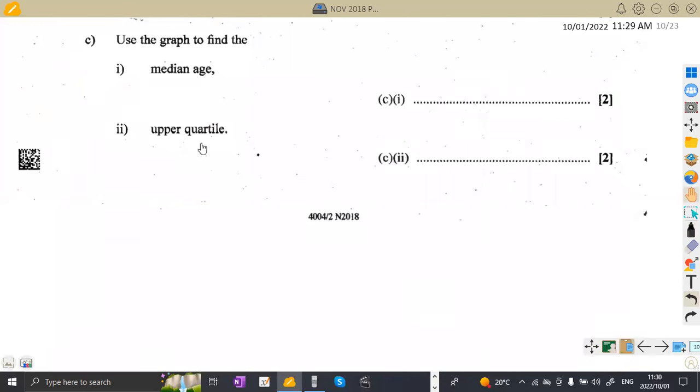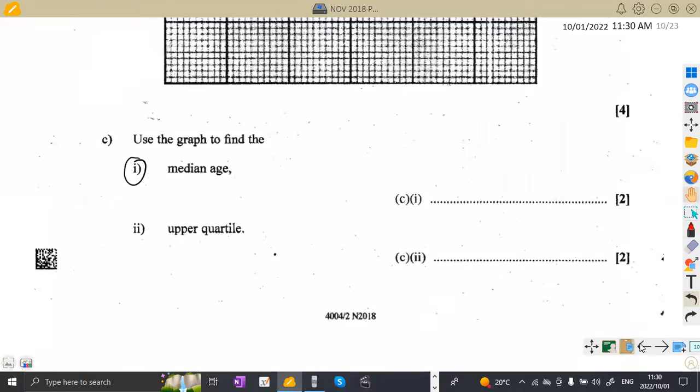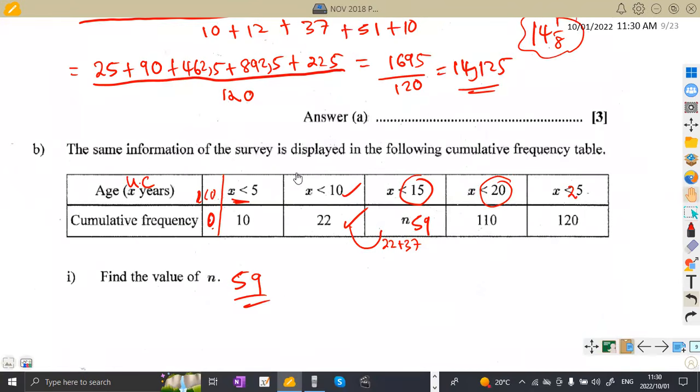We have got the other part, which is C, where we're now asked to use the graph to find the median age. So median is half the distribution. Half of our distribution ends at 120. The total cumulative frequency here is 120. Where do we have it? Here on the table. That's the total cumulative frequency of 120.